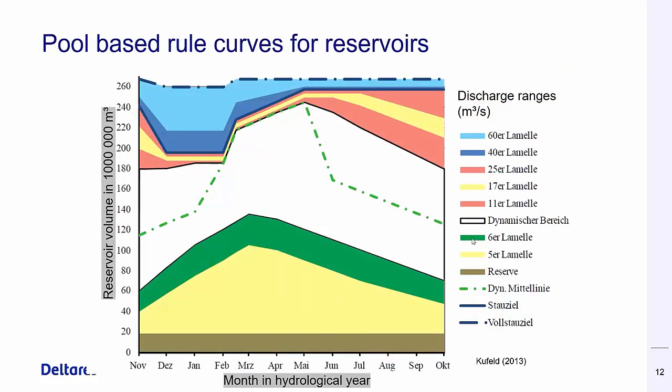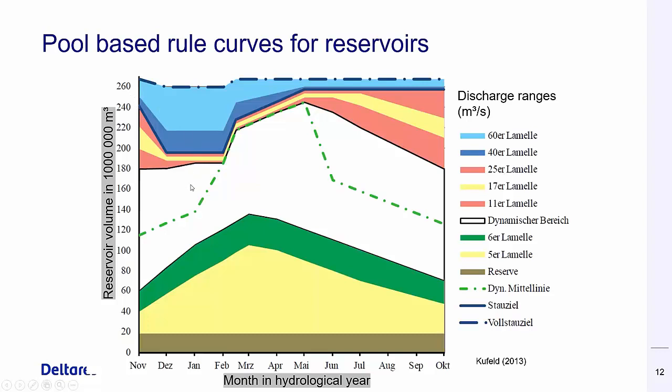A typical feedback control mechanism is the pool-based rule curves concept for reservoirs. Here you see the months in a hydrological year, starting in November, and the vertical axis has the reservoir volume, and we look at a certain month. Here, for example, in January, flood season, if the reservoir is filled quite well, 200 here for example, then this color indicates the release for that particular time in a year. So here it's 40 cubic meters per second. This is all in German because this is about a German dam.